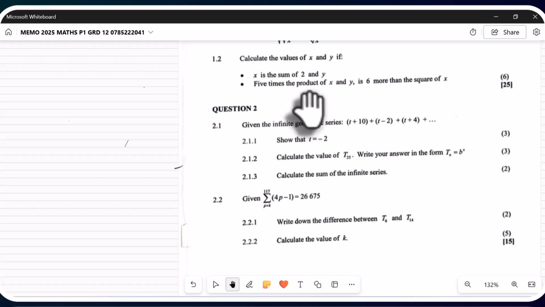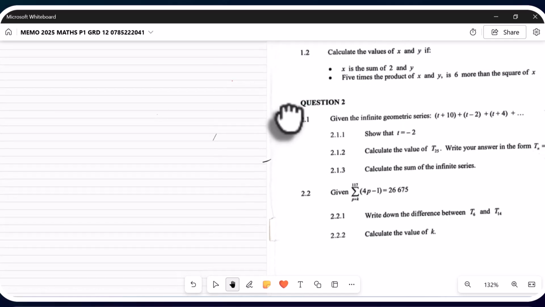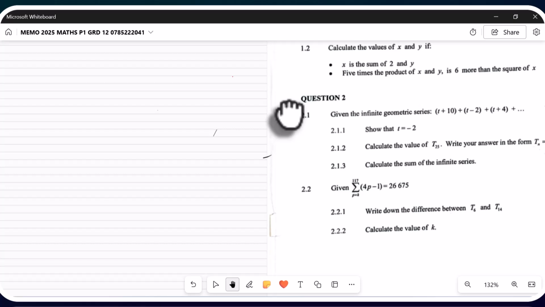So we're looking for x and y. Now each statement is going to give us an equation. Let's find out from the first one. They said x is the sum of 2 and y. Now the sum means what? It means plus, then the equal sign. So our x is the sum of what? Of 2 and y. That is 2 plus y.